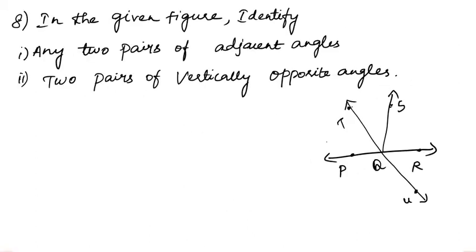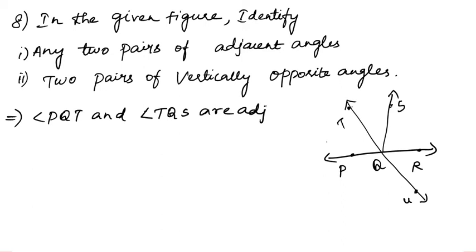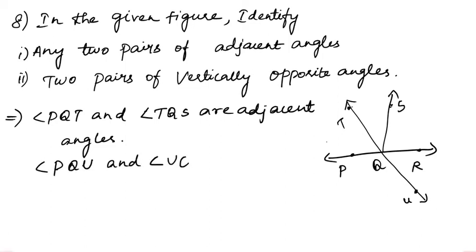Eighth question, in the given figure identify any two pairs of adjacent angles and any two pairs of vertically opposite angles. So first we'll write the adjacent angle pair, that is angle PQT and angle TQS are adjacent angles. Next we have angle PQU and angle UQR are adjacent angles.